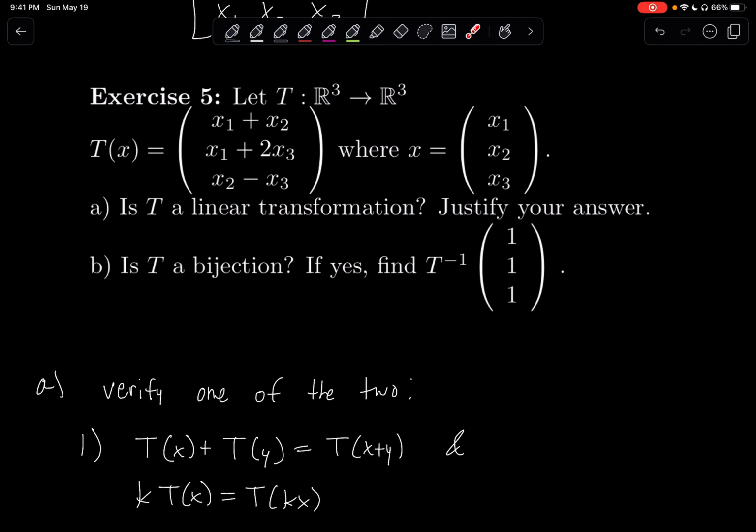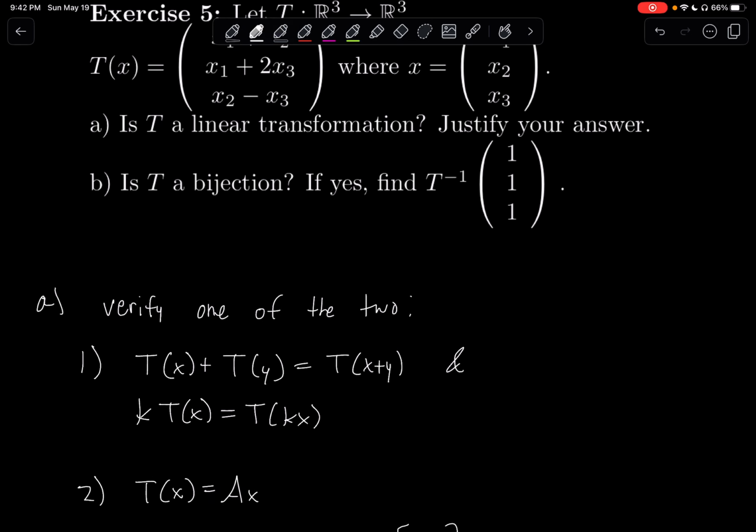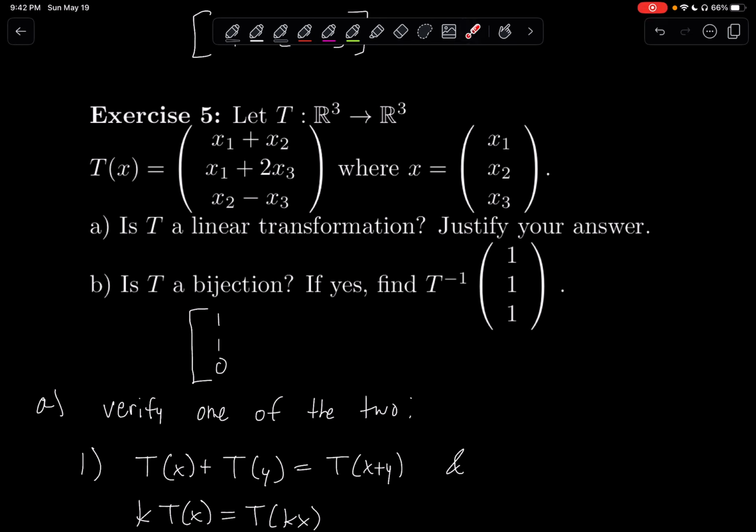What is in the x1 column, so to speak? I see that I have one x1 in the first row, one x1 in the second row, but no x1s in the third row. So what is my first column of my potential matrix A going to look like? It's going to be 1, 1, 0. That denotes that in the first row I had 1x1, in the second row I had 1x1, and in the third row I had 0 x1s.